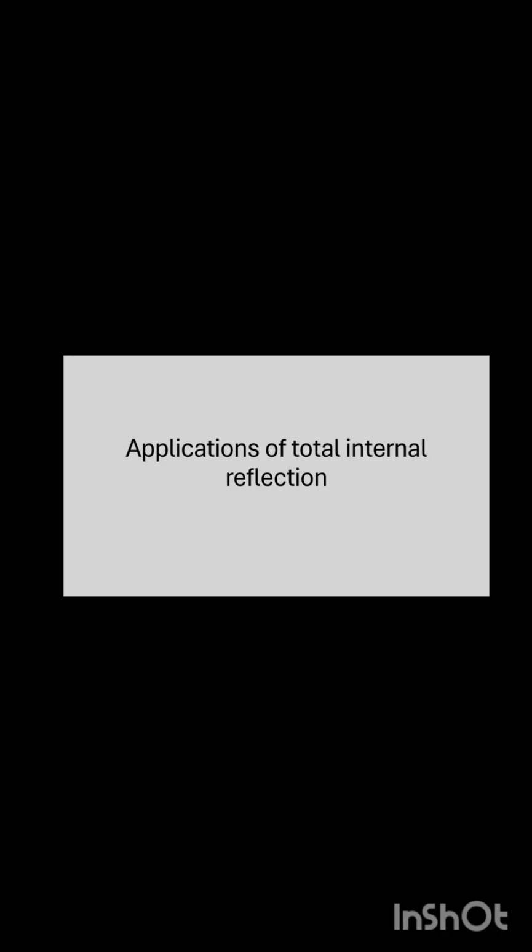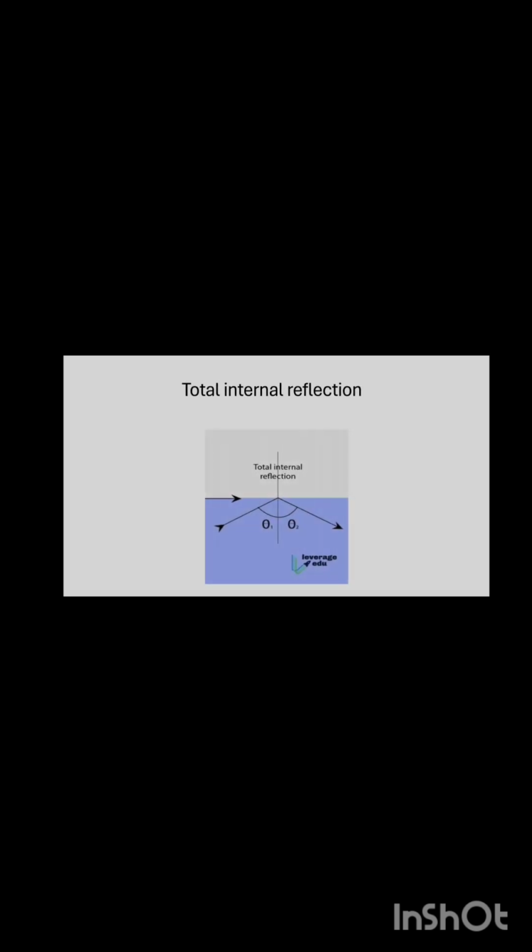Before going to the class, I will explain what total internal reflection is once again. Total internal reflection happens when light tries to move from a denser medium to a rarer medium, and instead of passing through it, reflects back completely inside the denser medium, if the angle is greater than a certain value called the critical angle.